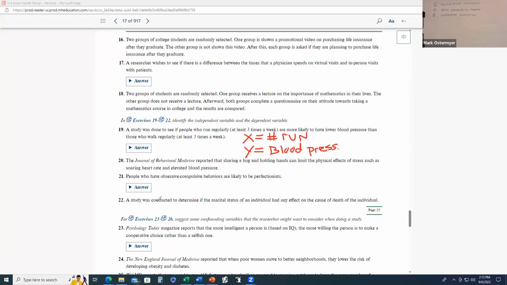Number 20, the Journal of Behavioral Medicine reported that sharing a hug and holding hands can limit the physical effects of stress, such as soaring heart rate and an elevated blood pressure. What would you tend to let X be equal to versus Y be equal to? Anybody? What would you be tempted to let X be equal to and Y to be equal to in this? If you were to arrange a study here.